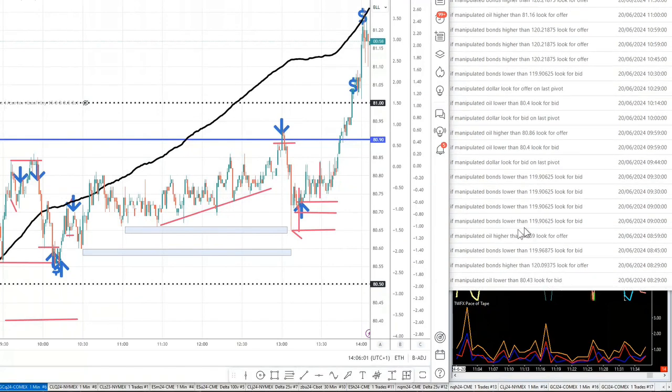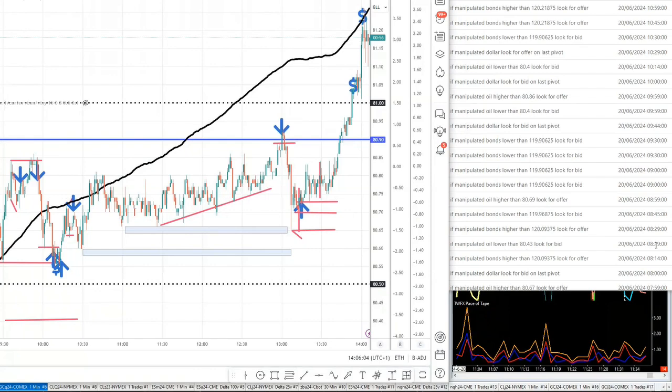And we keep going again. Oil higher, no use to me. Oil lower, okay. 8.29.